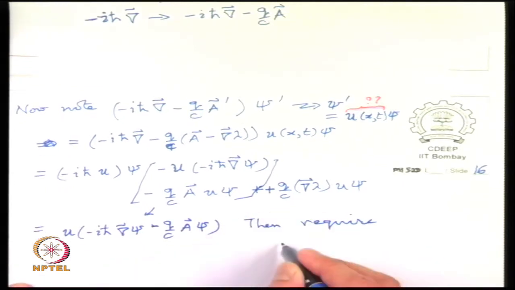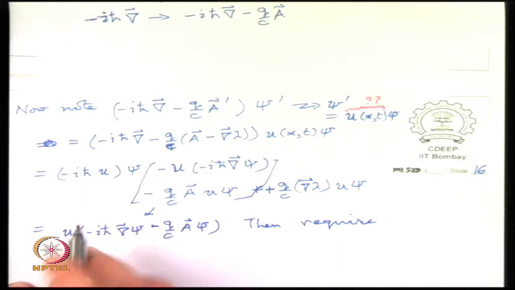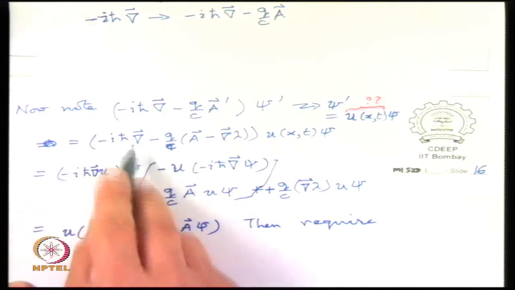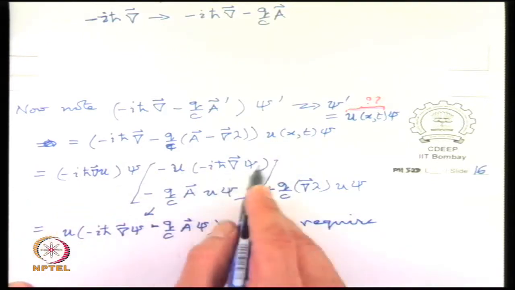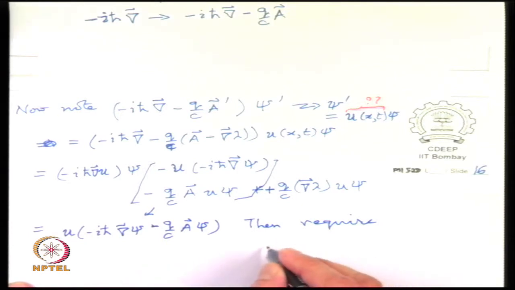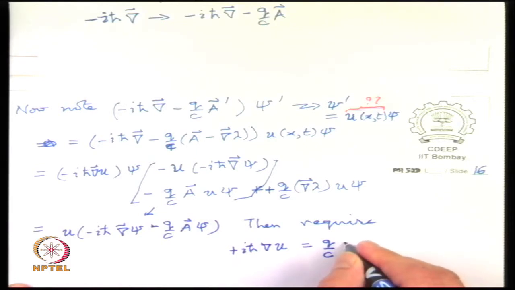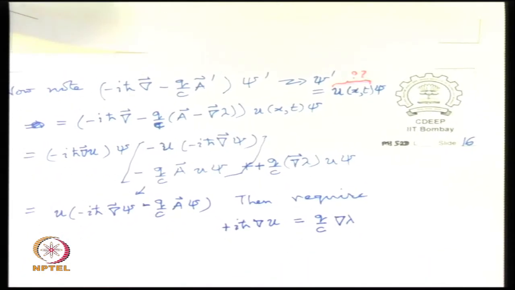I require that there was gradient u, right, this was gradient u. I h cross grad acting on u first and then grad acting on psi. So this means that minus i h cross grad u should be equal to, or plus this equal to, taking this on the other side, q over c grad lambda times u.